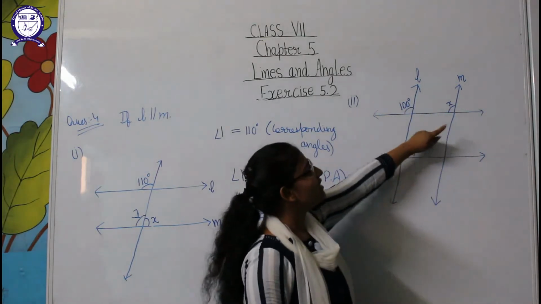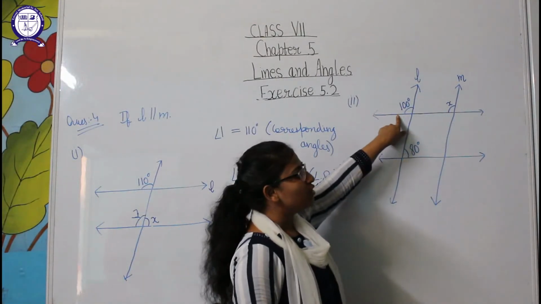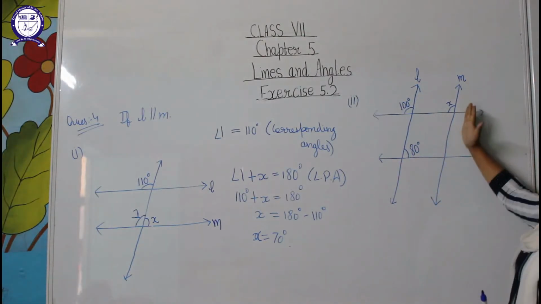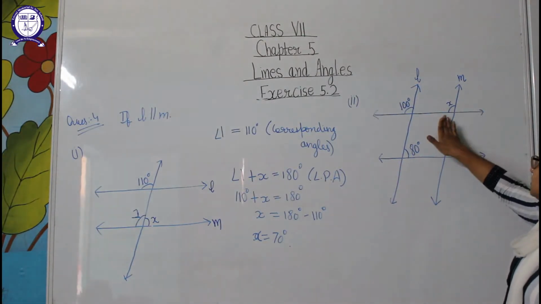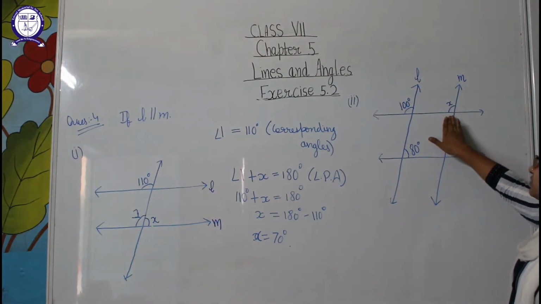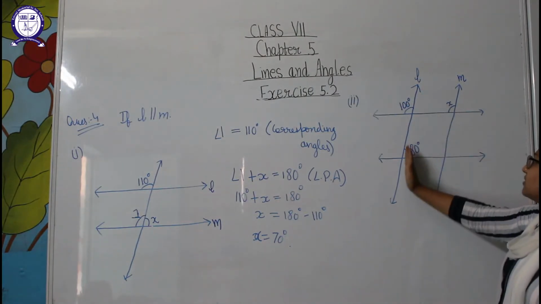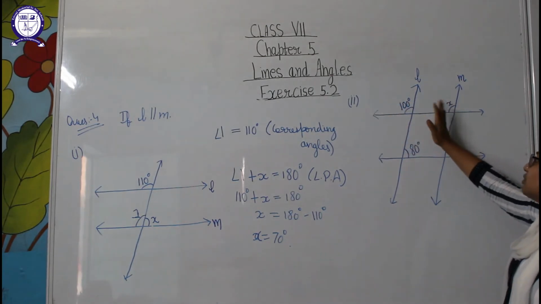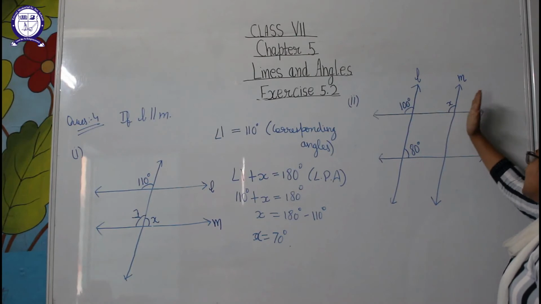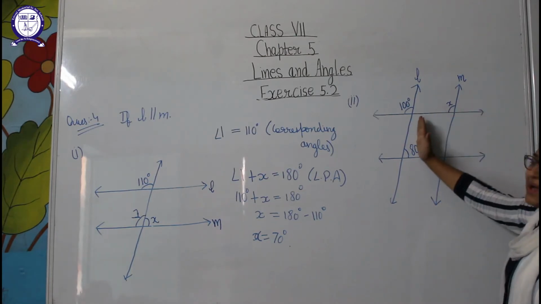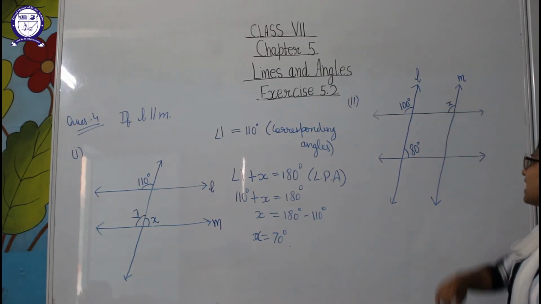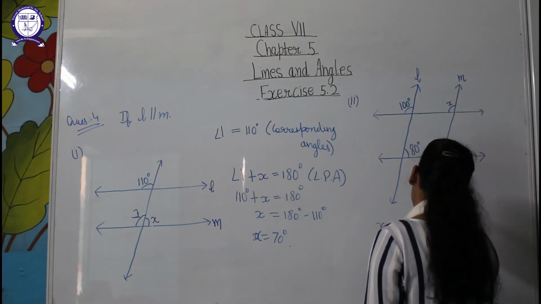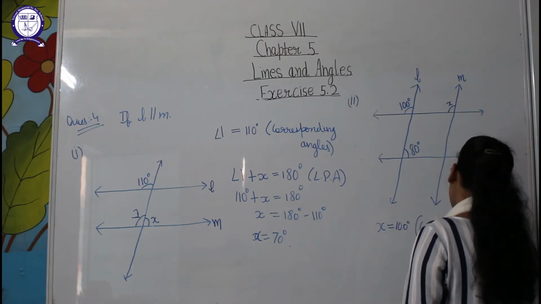It means we can say that X is corresponding to 100 degree because if we see like this, for the line M it is on the left side of transversal and for line L 100 degree is also on the left side of transversal. These both are on the same side of transversal and also these are the parallel lines. So we will say that X is equals to 100 degree because they are corresponding angles.